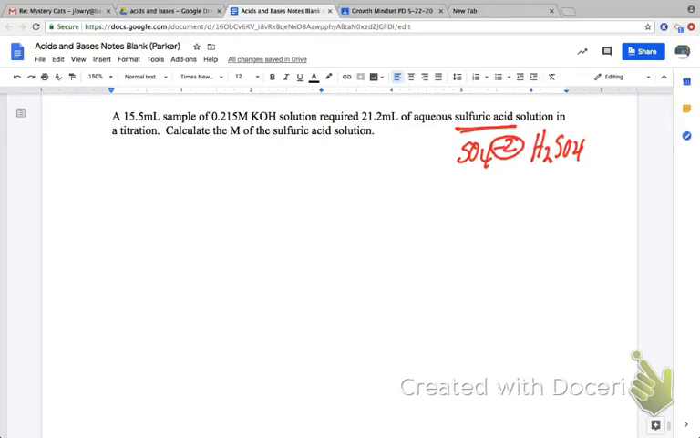All right. So once again, we've got our volume, our concentration, everything there for my base because it has a hydroxide in it. And there's my volume for my acid. And once again, my MA is my unknown. Pretty typical. So now I'll just fill everything in. MA, VA, 21.2 mLs.